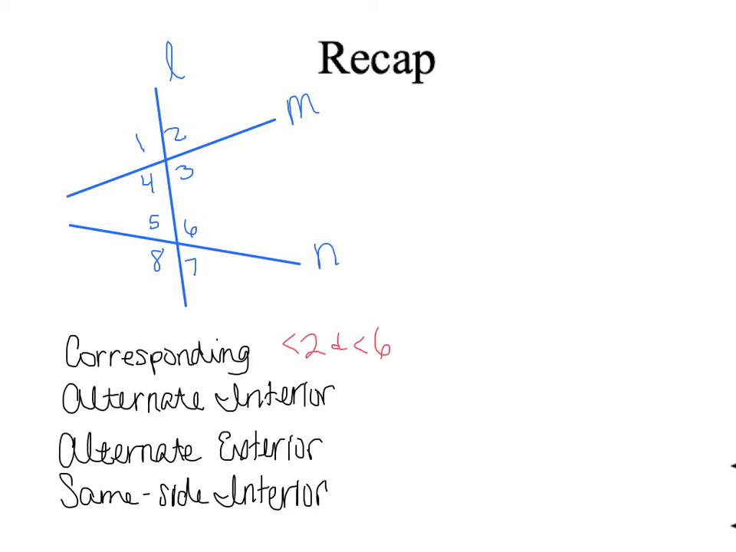For alternate interior, they had to be on opposite sides of the transversal and in the interior. So that would be 4 and 6. It could also be 5 and 3. Okay. Alternate exterior. Those were on opposite sides of the transversal and in the exterior. So we would have 1 and 7, and you could also have 2 and 8.